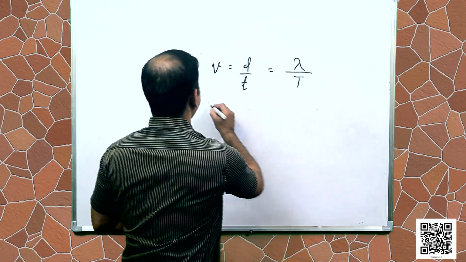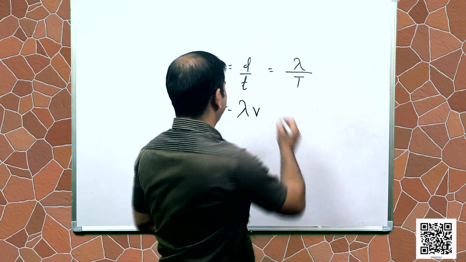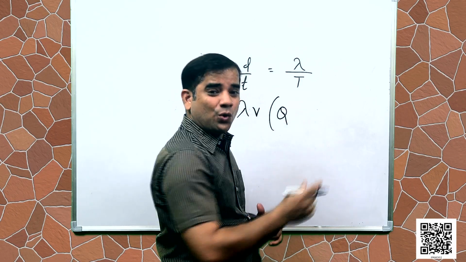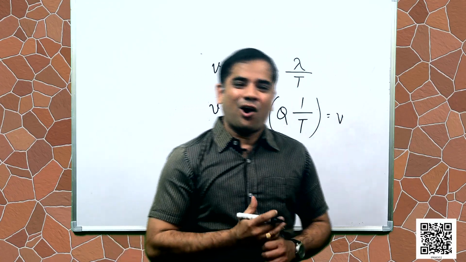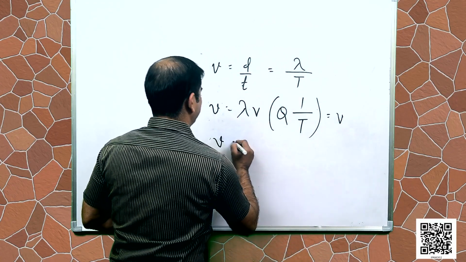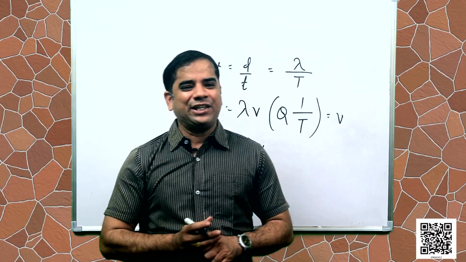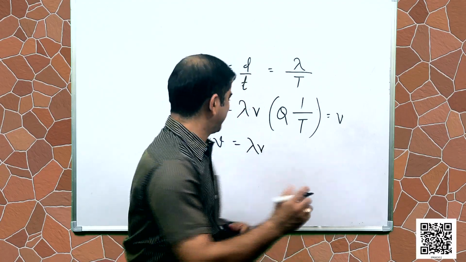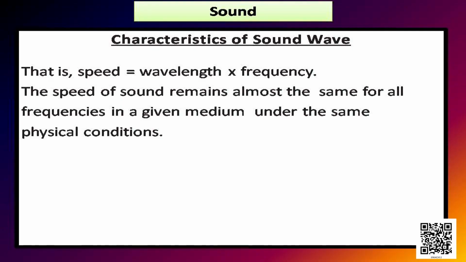Thus, v is equal to lambda by T, and 1 by T is equal to nu, so we can say that v is equal to lambda nu. That is, speed is equal to wavelength into frequency. The speed of the sound remains almost the same for all frequencies in a given medium under the same physical conditions. Hope you understood this.